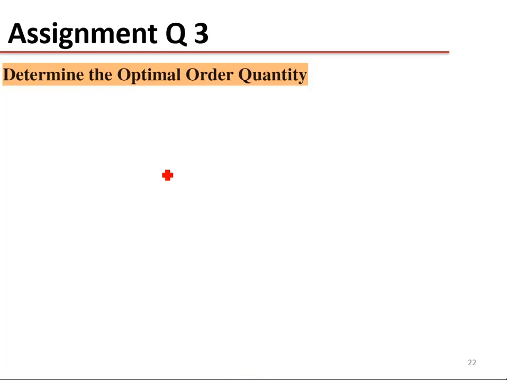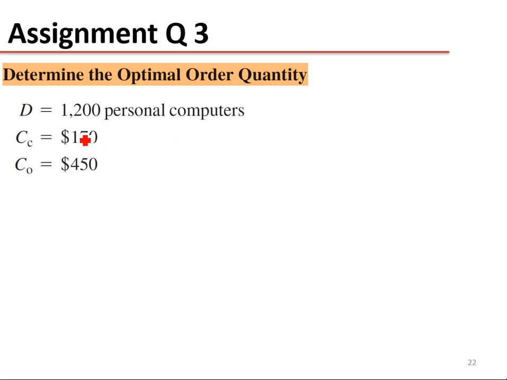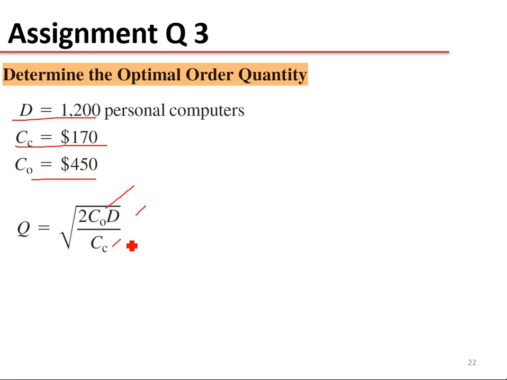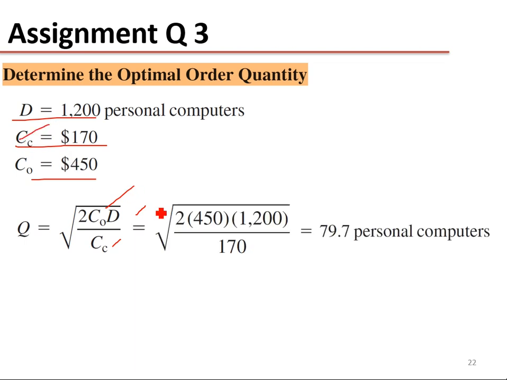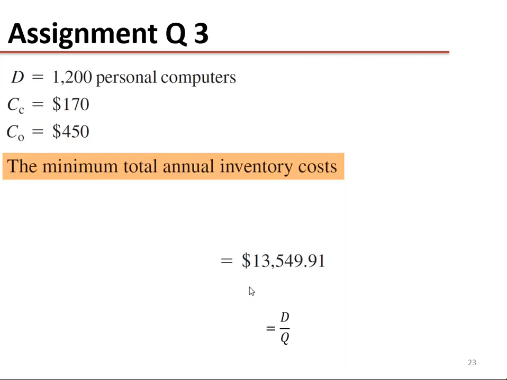Okay. Let's start with the optimal quantity order. This is the demand, this is the carrying cost, this is the ordering cost, and this is the very simple basic model equation. Q = √(2C0D/Cc). Ordering cost we know, D we know, carrying cost we know, so we can get the Q value. That means in one order, how many computers we are going to put: 79.7 personal computers.